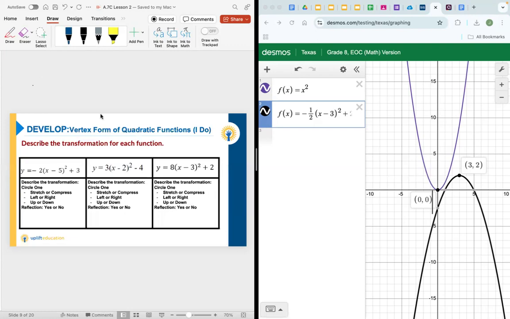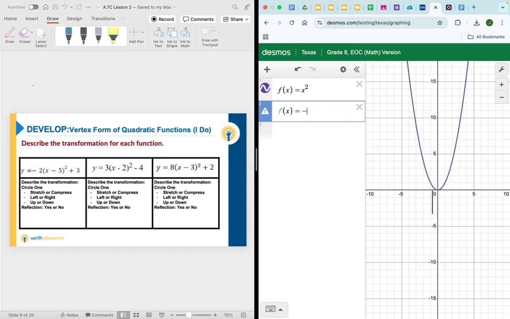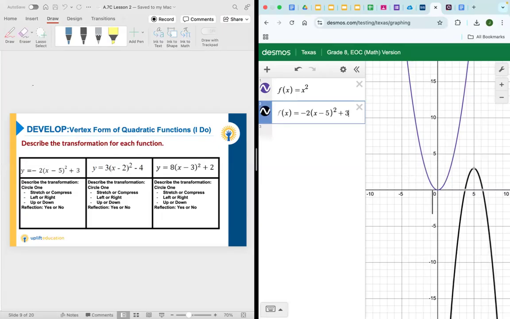All right, so here we go. Now we're on the next part of our transformations. This time, we're not going to draw our graph. We're just going to describe the transformations as so. Let's look at our first one. If we're starting from our home, let's erase this out. We have negative 2 times x minus 5 squared plus 3.